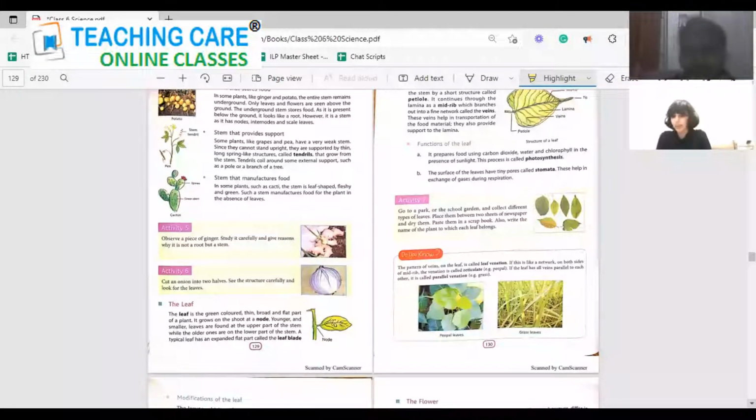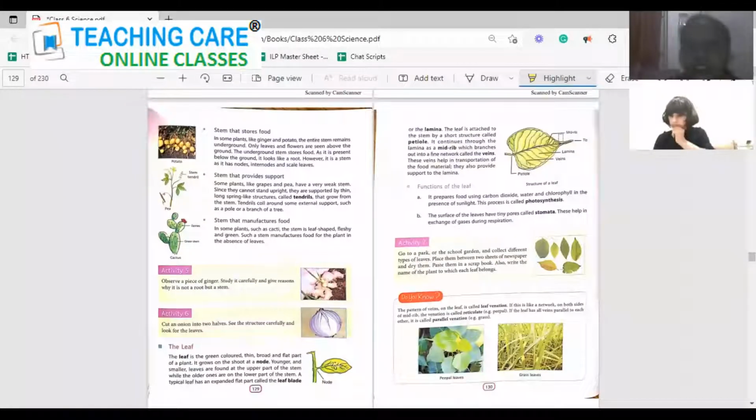Now, this is the structure of the leaf. Can you just observe and tell me where all the parts are located in the leaf? Midrib, tip, lamina, veins, petiole. So where is the petiole located? From looking at the leaf structure itself, what might be the function of the petiole? It attaches the leaf to the stem.